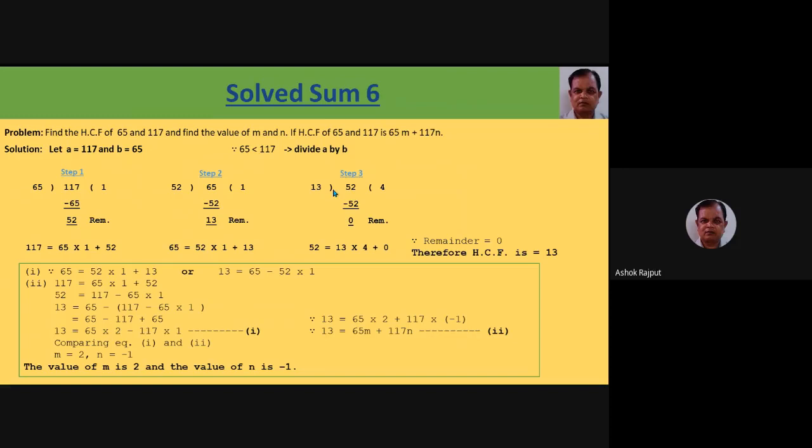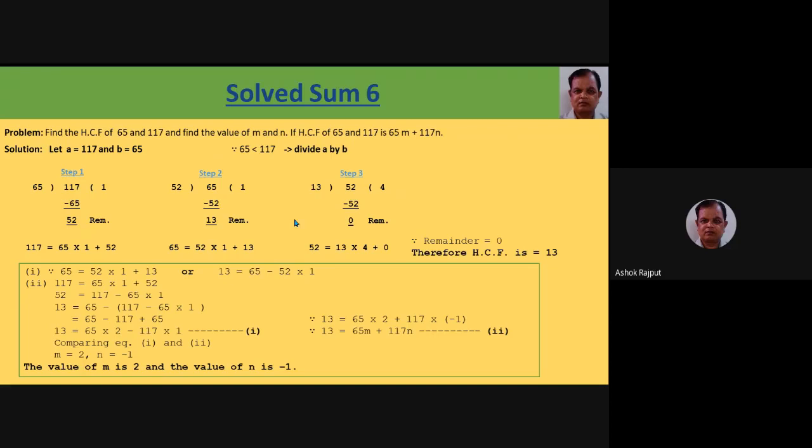So we go to the third step. We divide 52 by 13. 13 times 4 is 52. Now we get 52 minus 52, which is 0. The remainder is 0. It means if the remainder is 0, then that divisor is the HCF. But we check whether this step is correct: 52 equals 13 into 4 plus 0. 13 times 4 is also 52, so it is correct. Here the remainder is 0, therefore the HCF is 13.